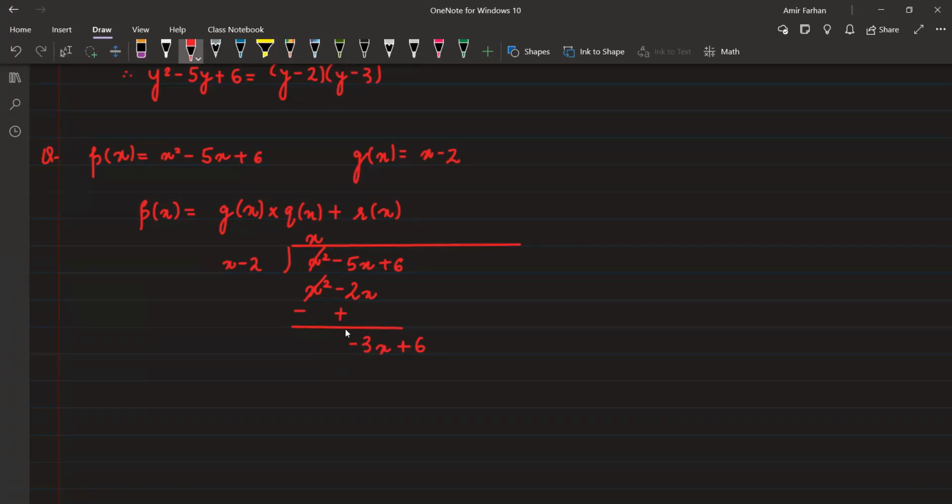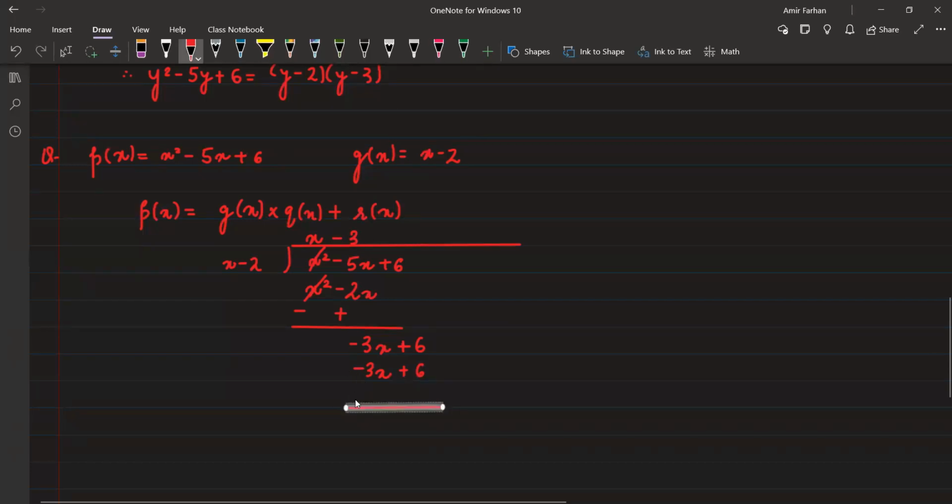Yes, sir. ठीक है. Very good. Now tell me, by which number should I multiply the x to get the value of minus 3x? हमेशा आपको सिर्फ first term पे focus करना है. Minus 3. Very good. So minus 3x into x will become minus 3x. Next term is minus 2 into minus 3. What will it become? Plus 6 or minus 6? Positive. Very good.